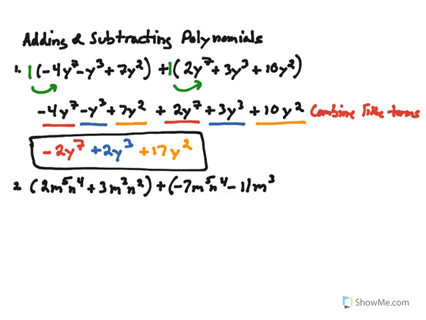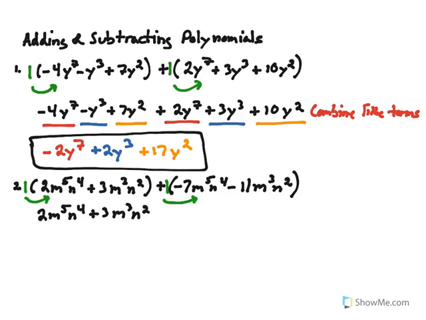Okay, so we can go ahead and distribute the invisible coefficients of 1 and 1 here. So we're going to distribute positive 1 times everything in the parentheses and a positive 1 times everything in the parentheses. When we do that, everything should stay identical. So we have 2m to the 5th n to the 4th plus 3m cubed n squared.